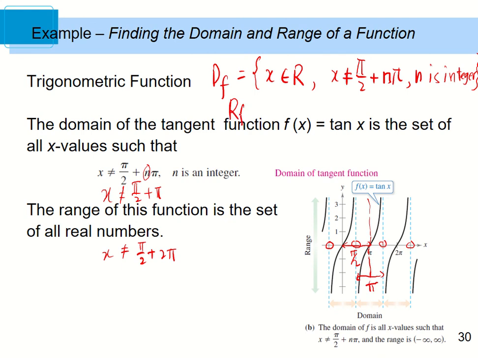And how about the range? The range is for the y. Can you see, is there any limitation for y? The y can be any value. So this is the graph for the y, it can be any value. So y should be all the real numbers. So we have the domain and the range here.